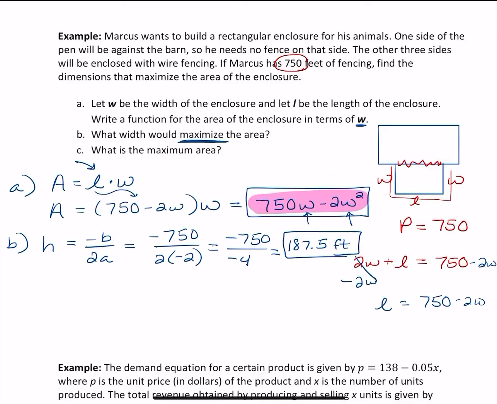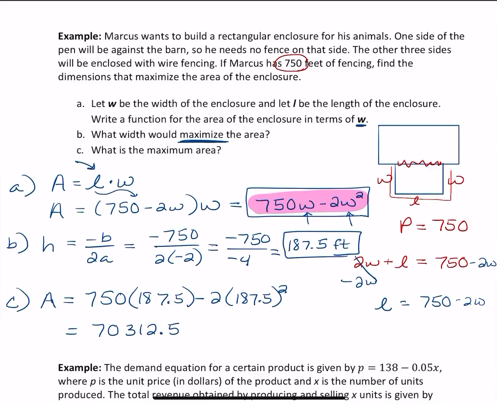So when it asks for maximum area, I'm just going to plug that back into my area equation. So this is basically wanting k, my maximum area. So I've got 750 times 187.5 minus 2 times 187.5 squared. And again, calculator gives you 70,312.5, and this is area, so it's feet squared.